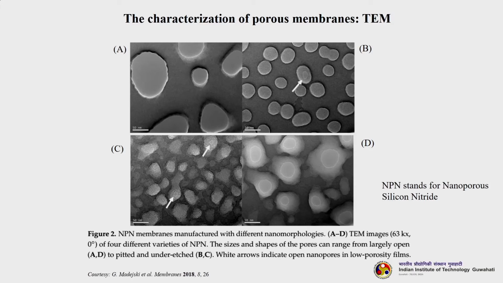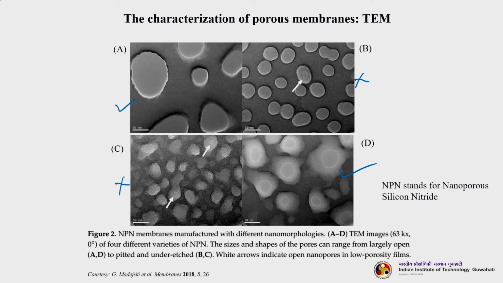So, the sizes and shapes can range from largely open to pitted and undercut. A and D, you can see, this one and this one, are largely open structures. And B and C, this one and this one, are pitted or undercut.